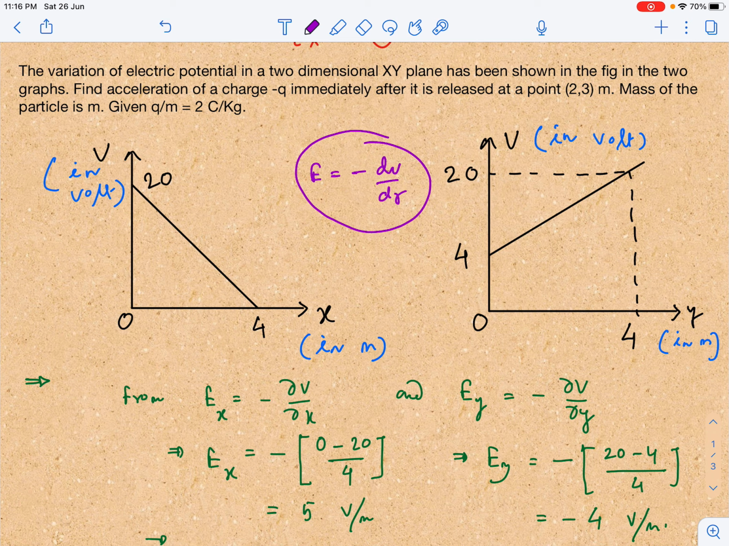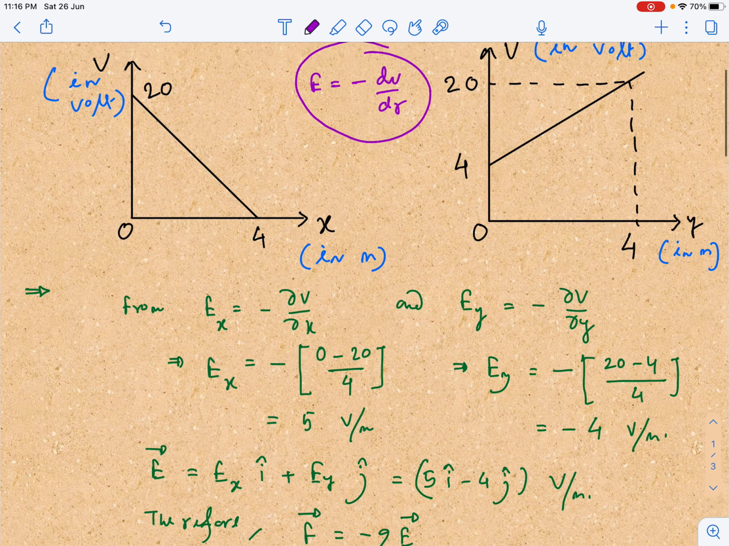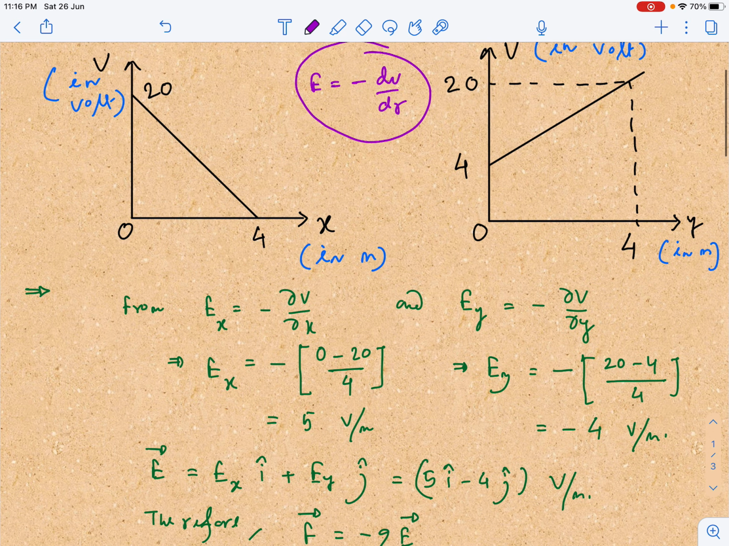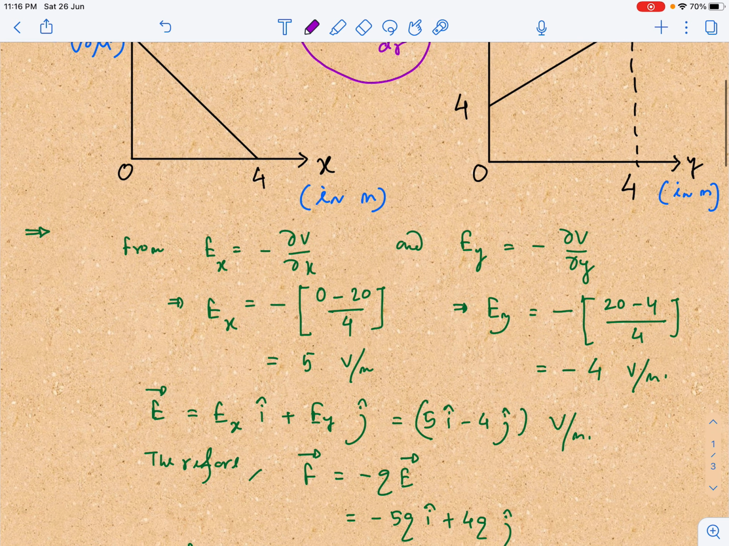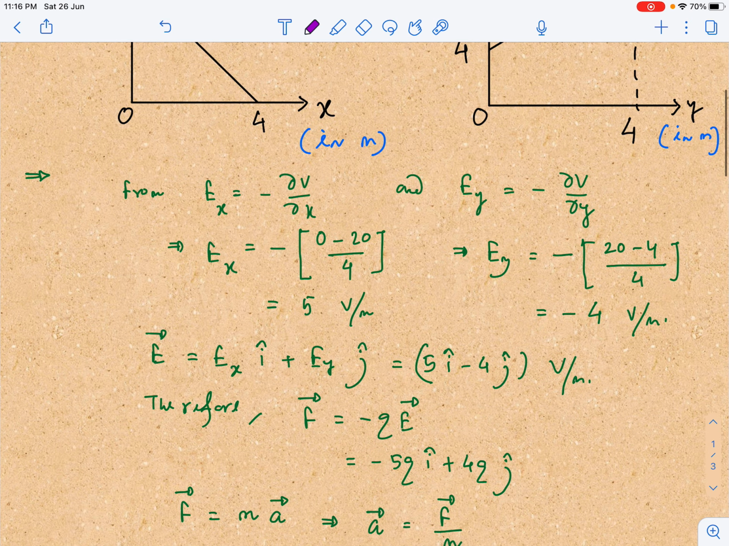Now since there is x and y dependence, separately I will write Ex equal to minus del V del x and Ey is equal to minus of del V del y. So Ex becomes, if I substitute the value here, from 20 the value is coming to 0. So 0 minus 20 divided by x value, which is 4. So it is becoming 5 volt per meter. That is the x component of electric field. Similarly, for the y component of electric field, I will write minus del V del y. So minus of, it is moving from 4 to 20. So that is 20 minus 4 divided by 4. It is coming to be minus 4 volt per meter.